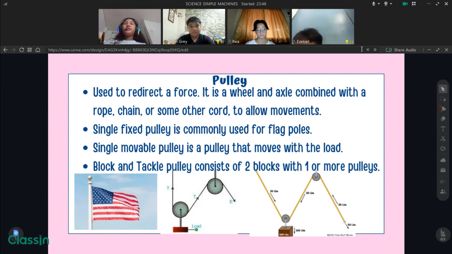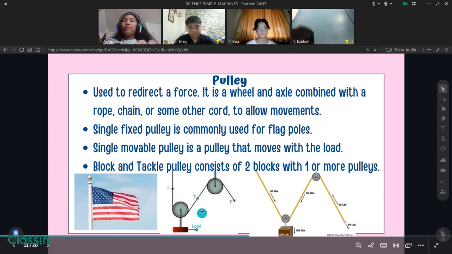Pulley. It is used to redirect a force. It is a wheel and axle combined with a rope, chain, or some other cord to allow movements. Single fixed pulley is commonly used for flagpoles. Single movable pulley is a pulley that moves with the load. Block and tackle pulley consists of two blocks with one or more pulleys.